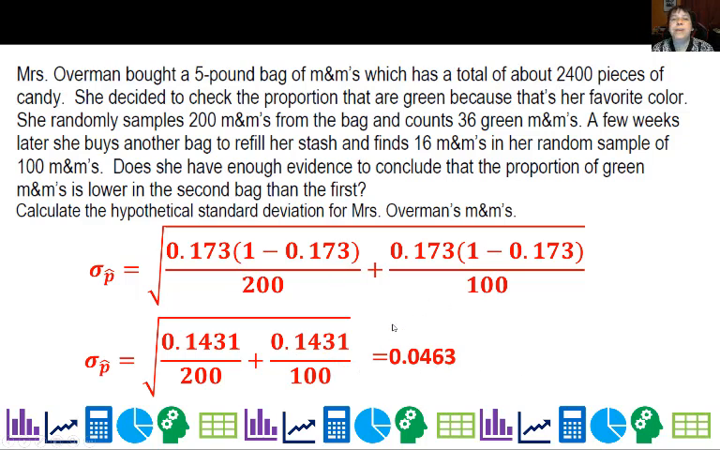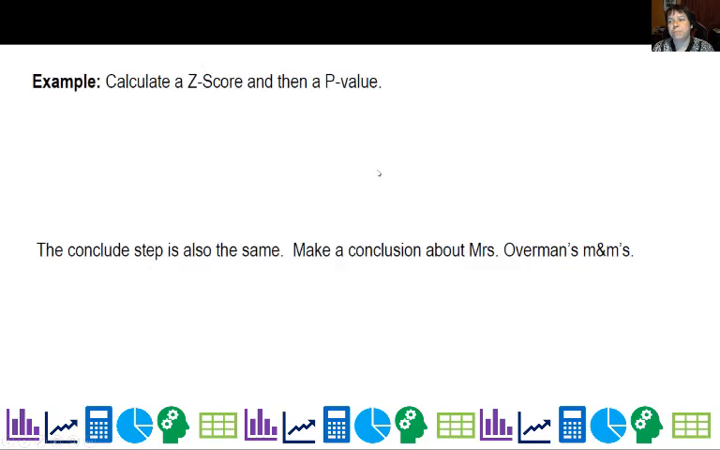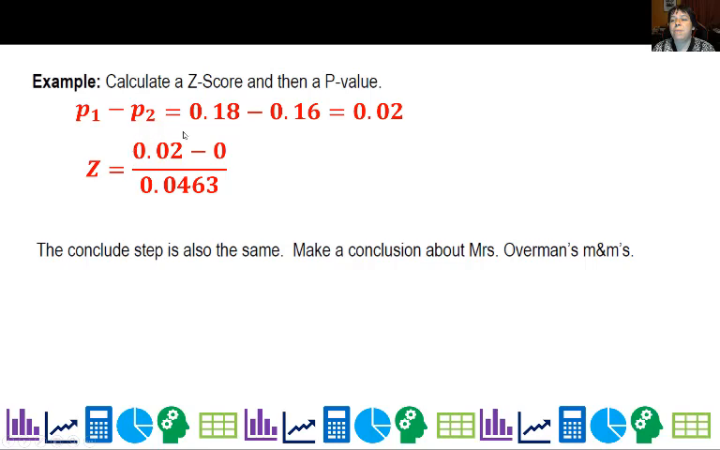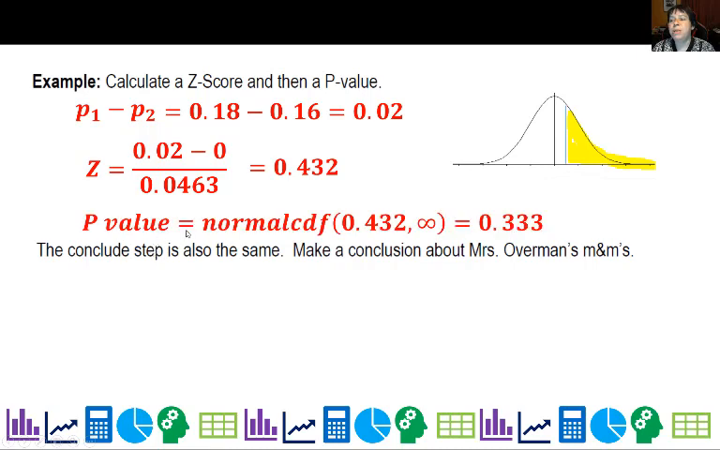So that's my standard deviation for what's called a pooled sample. To calculate a z-score, I need to calculate the difference in the two proportions first, which is 0.02. Then I'm going to say what I found minus 0, because our z-score is our mean difference in this case, minus 0, divided by our standard deviation, and I get 0.432, which basically means a shaded area. If I wanted the p-value, I'd do normal CDF 0.432 to infinity, which is 0.333.